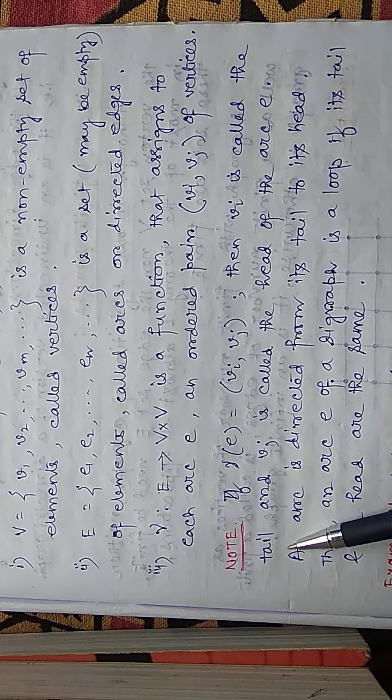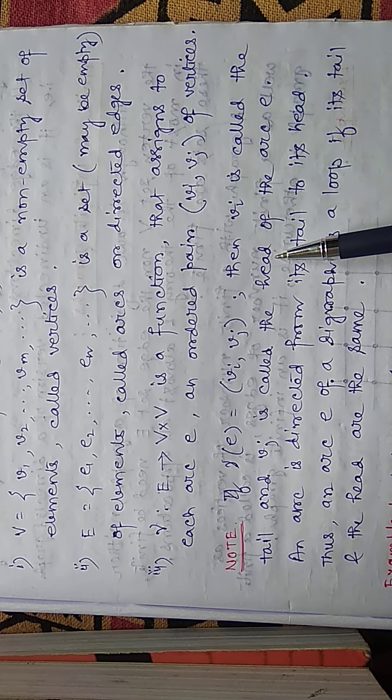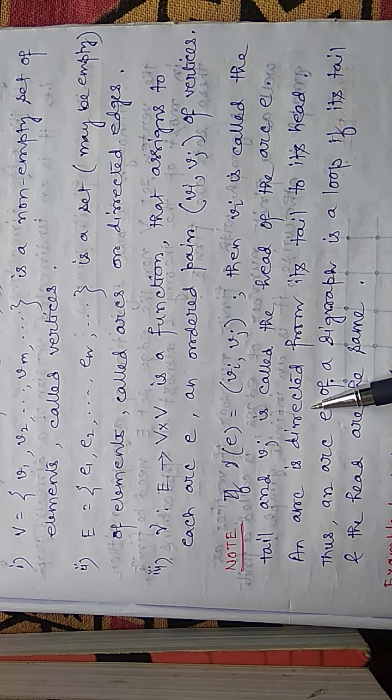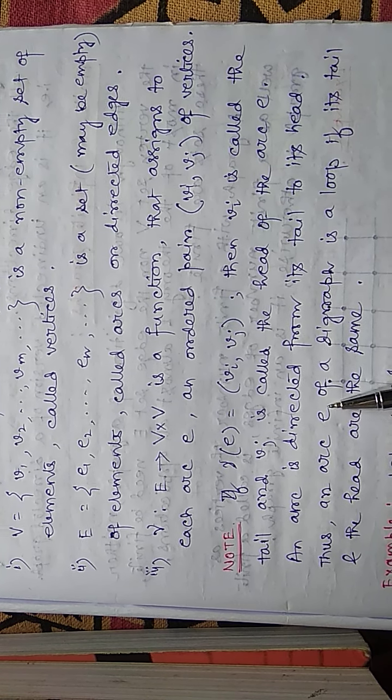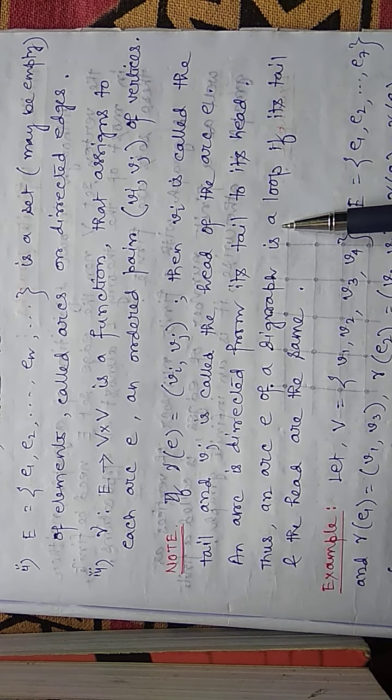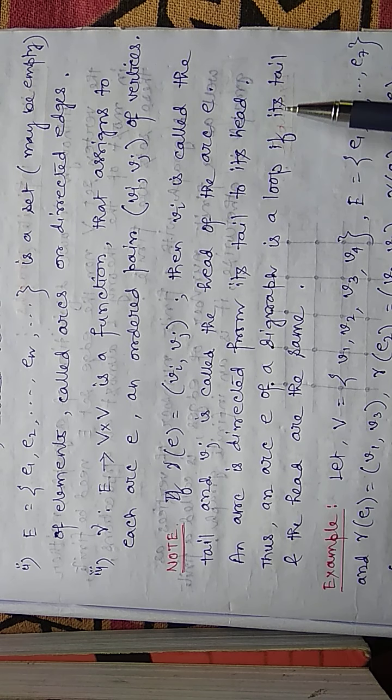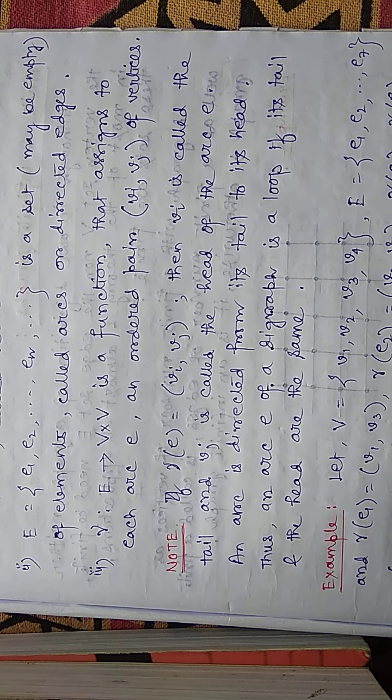Vi is called tail and Vj is called the head. An arc is directed from its tail to its head. Thus, an arc E of a digraph is a loop if its tail and the head are the same. This is obvious.